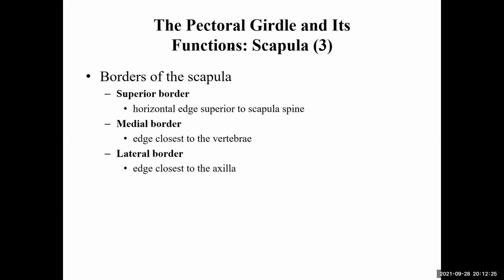All right, so we got a couple borders here for the scapula. Remember, it's a triangular shaped bone. So the top border is going to be the superior border. The medial border is going to be closest to your spine. And then the lateral border is going to be closest to your armpit.